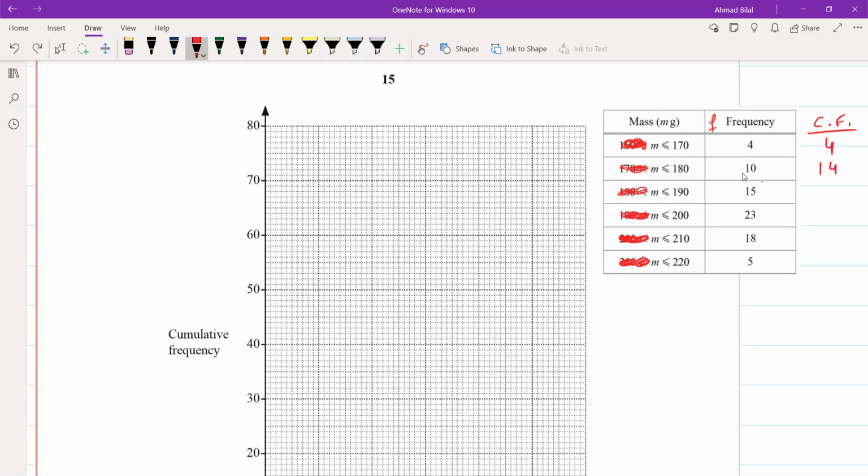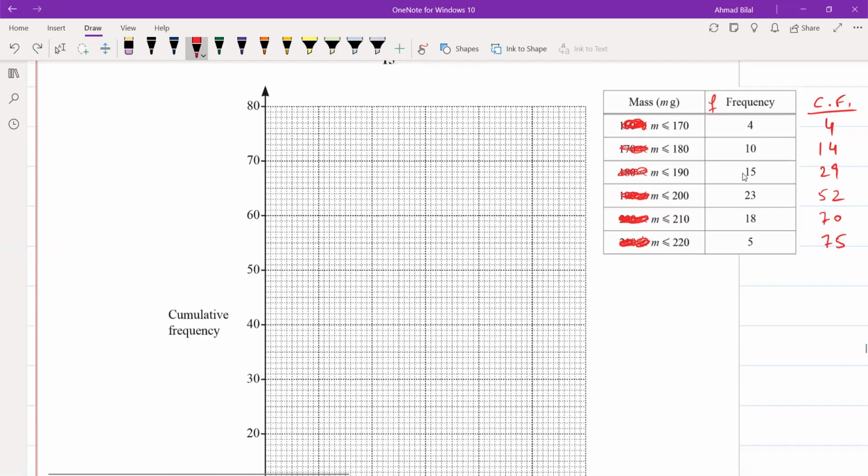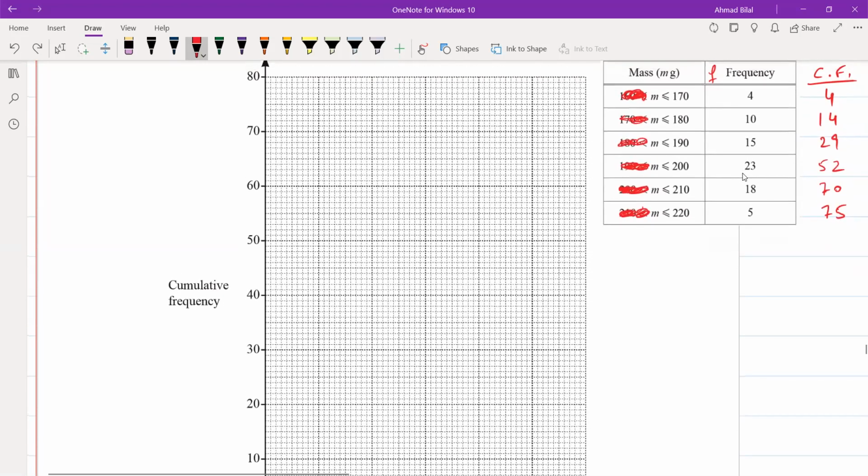ये क्या आ जाएगा? तो आपने करना क्या होता है? ऊपर वाले नंबर को और इस नंबर को ऐड कर दिया. That is 29. 29 में 23 और ऐड कर दिया. That is 52. 52 plus 18, that's 70. And then finally, you can verify कि जो total है, last number यहाँ पे 75 आना चाहिए because the total frequency was 75. That's your cumulative frequency.